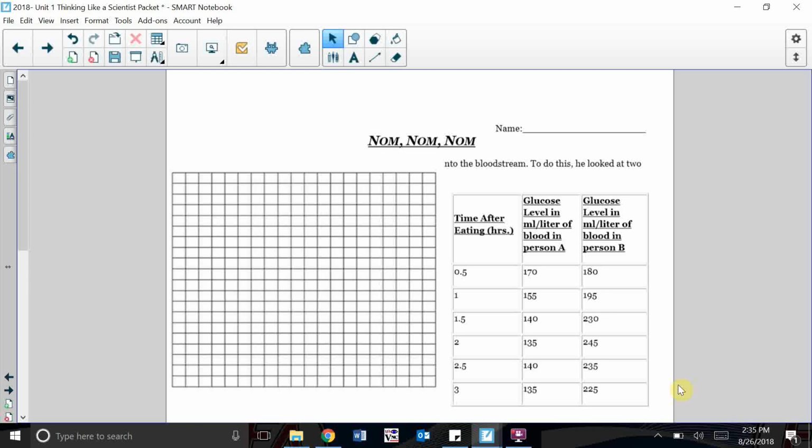A big problem for students when they are using a graph in science is determining where to put each of the labels. If you get your axis labels wrong, your graph is going to be totally inaccurate, and therefore your graph really is no longer important.